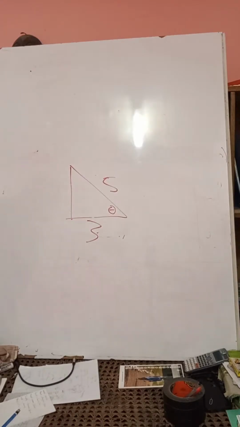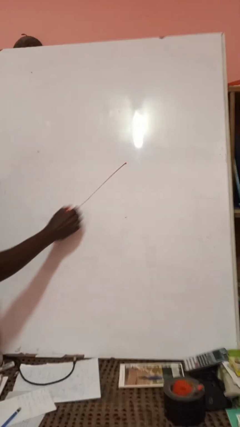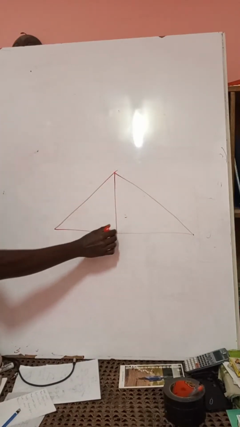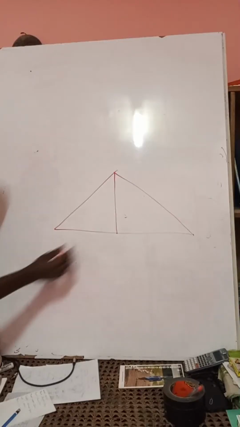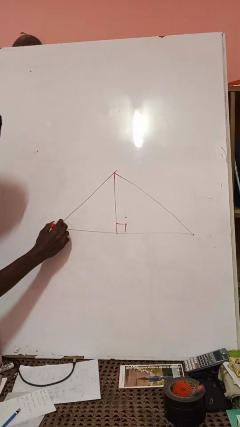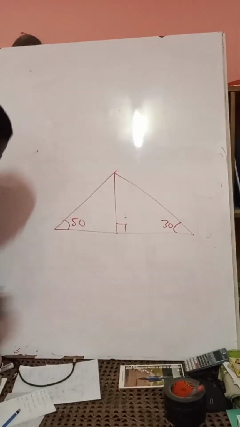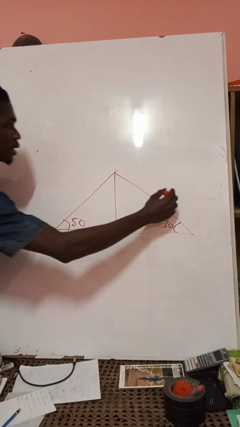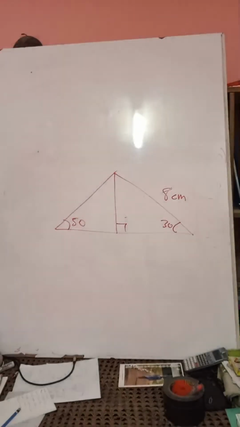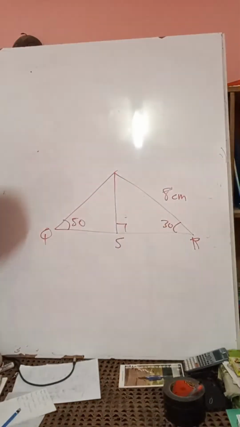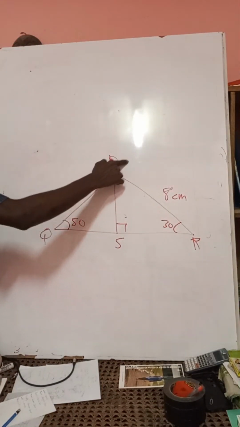Okay, so you can be given questions like this. Try your hands on this one, let me see. Here is 50 degrees and here is 30 degrees. This is 8 centimeters. Here is Q, S, R, P. So this is the question.